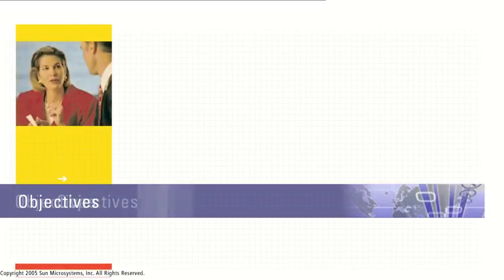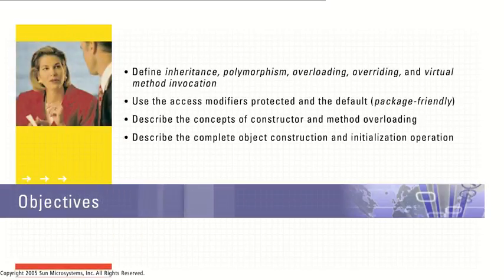In this module, we're going to focus on inheritance and some of the concepts that come with it, such as polymorphism, method overriding, and virtual method invocation. We'll also discuss method overloading. In addition, we'll learn how an object gets constructed when inheritance is involved, and we'll learn about the last two access modifiers, the default and the protected modifier.